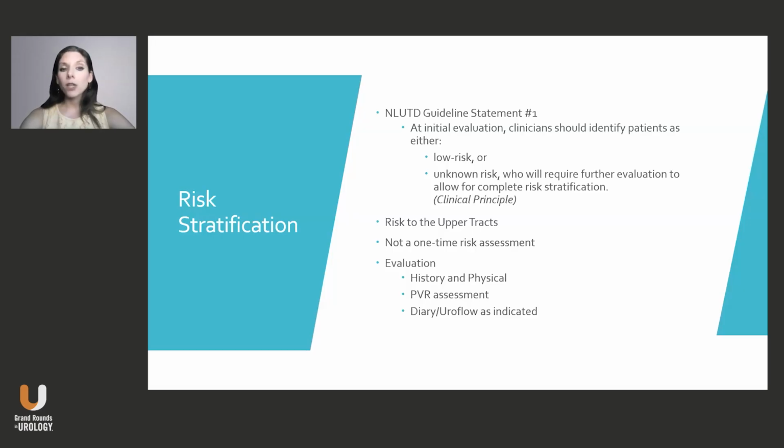But we have to keep monitoring the risk to the upper tract so that we don't allow any type of renal deterioration to occur. And it's not just a one-time risk assessment because this can change over time. I like to tell my neurogenic patients, whether it's a progressive neurologic injury or whether it's something that happened to them when they were younger that seemed like it was a one-time thing, their bladders can change over time. And so we need to keep reassessing this risk.